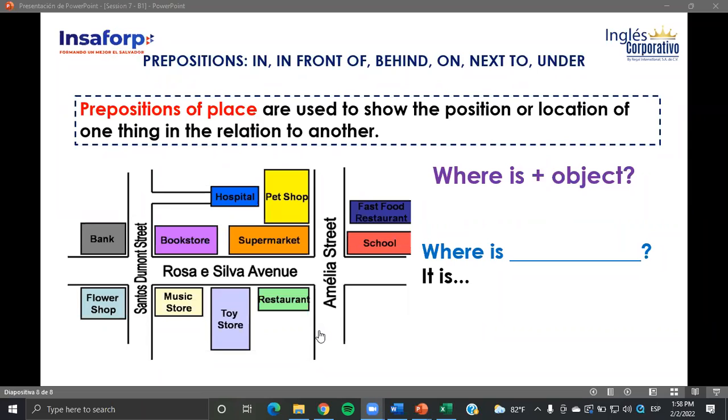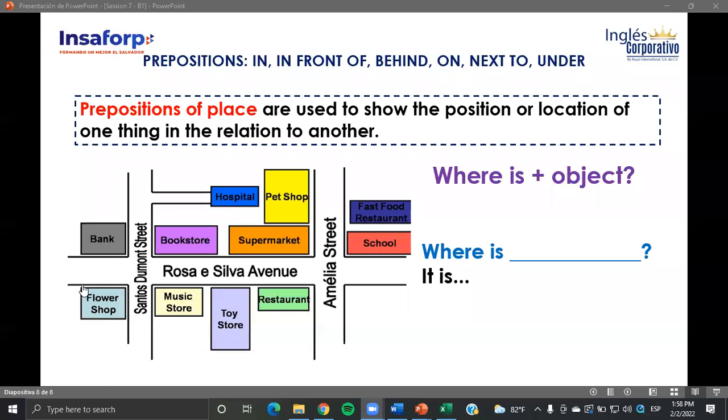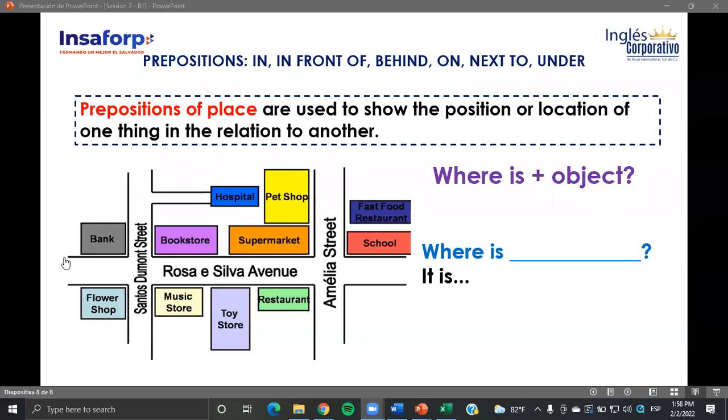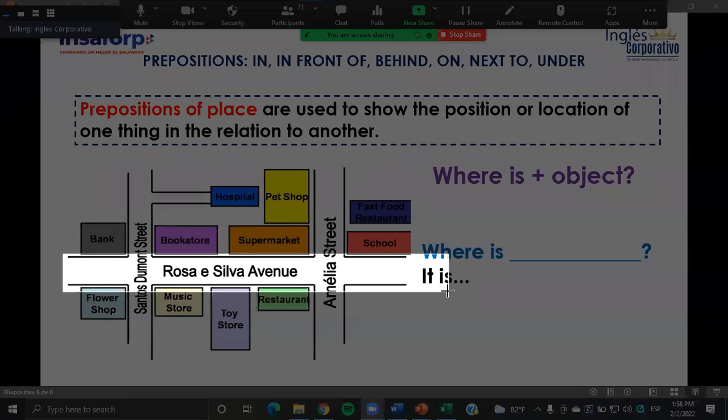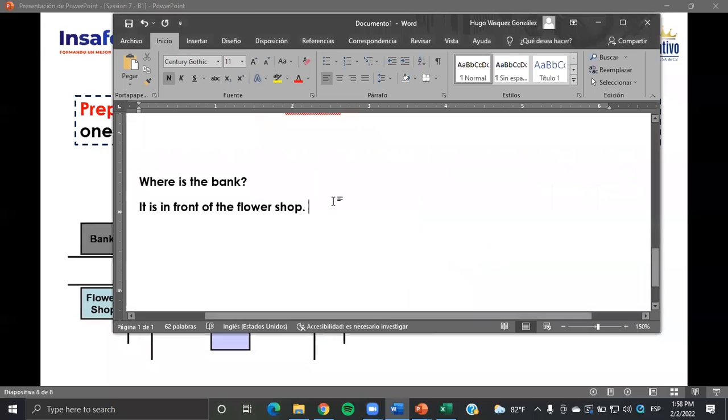Okay. Good. That could be another possibility, but I have just one observation for you guys. When you have two places, the bank and the flower shop, for example, and you have a street, in that case, it is recommended to use another preposition. What is the preposition? Across from. This is another preposition. I would recommend you to use this one, across from, when you have two places, this is the bank and this is the flower shop, but you have a street.